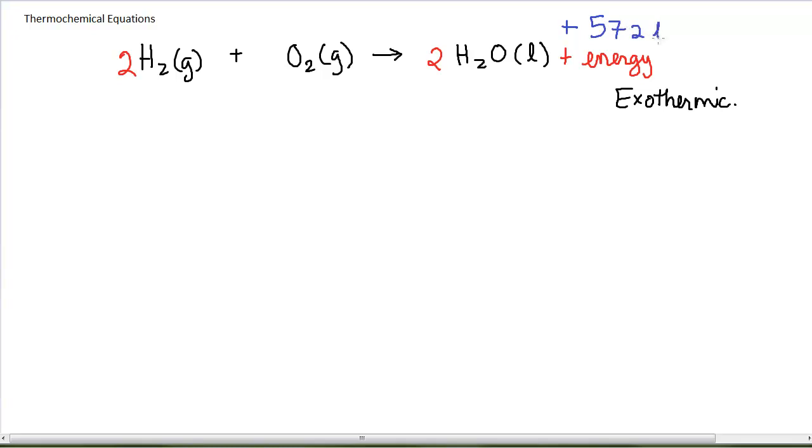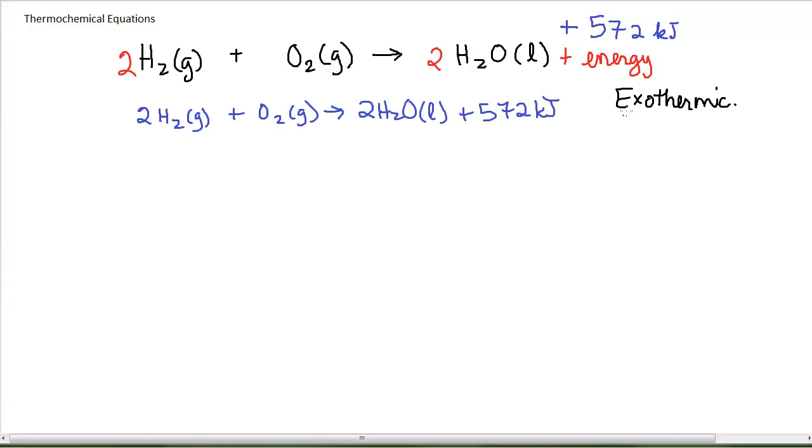You look it up at different sources, you may see slightly different values for this, but this is a good agreed upon value. So I could write, so this is representing that exothermic reaction. I am writing the energy or the heat as part of the reaction. It is on the product side because it's being released, and here in this example I have given the actual numerical value for the amount that's being released.